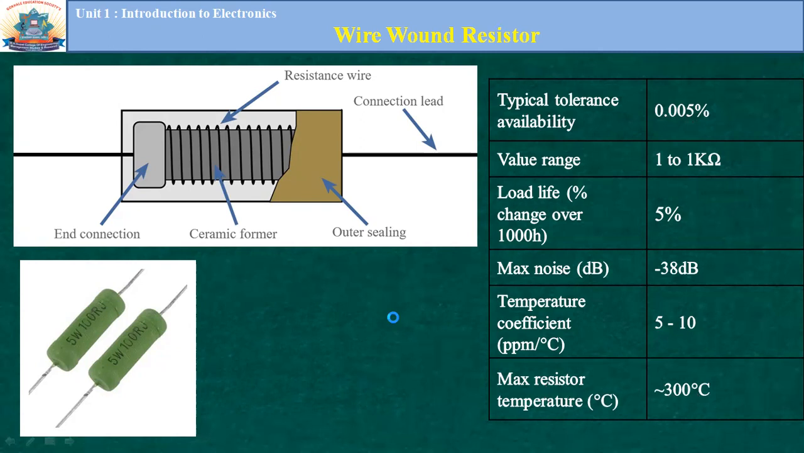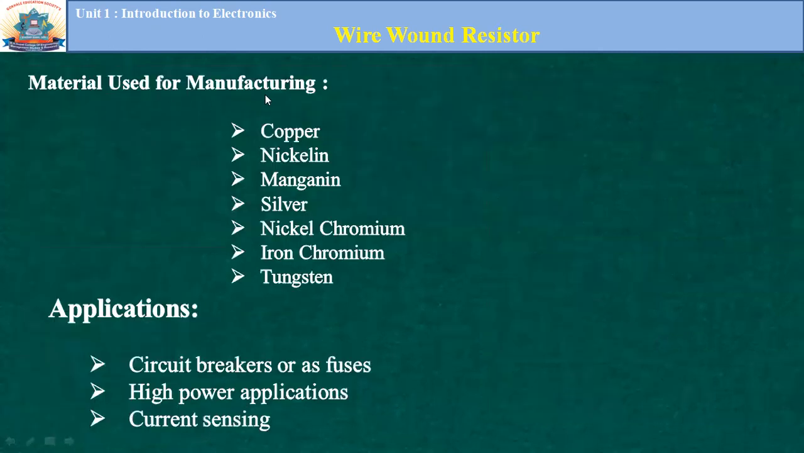Materials that can be used to manufacture this type of resistor are copper wire, nickel, manganese, silver, nickel chromium mixture, iron chromium alloy, or tungsten. Applications are circuit breakers or fuses, high power applications, and current sensing. So basically these wire wound resistors are used in places where high power consumption is required.